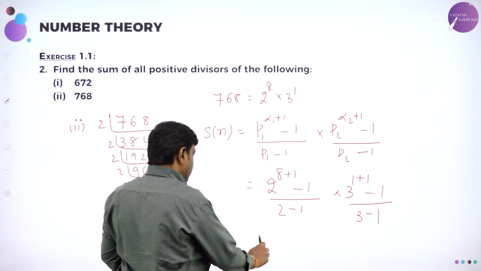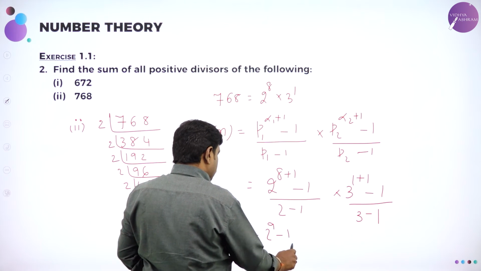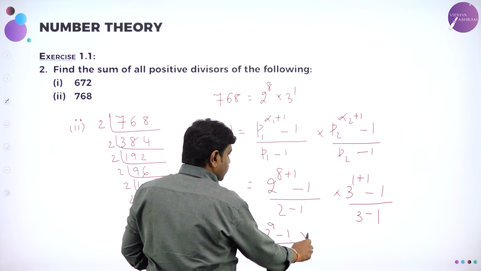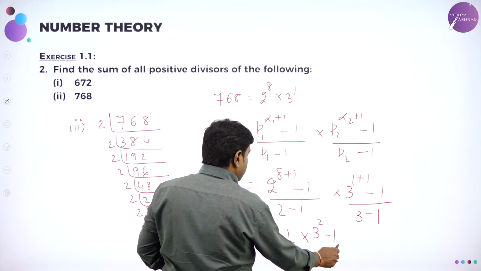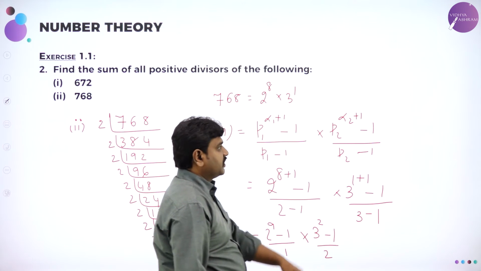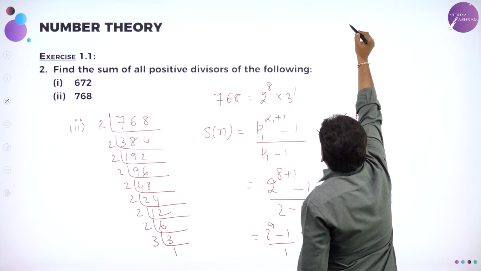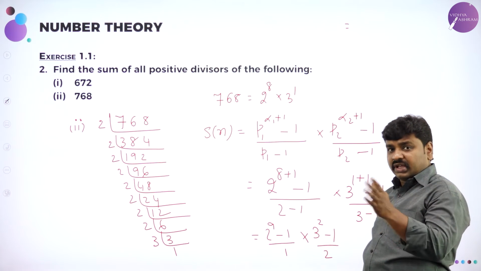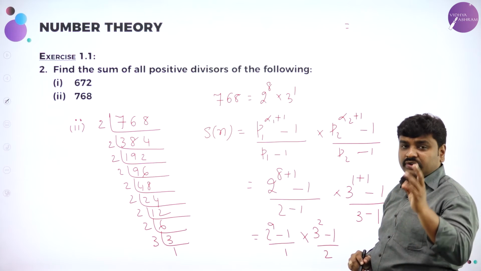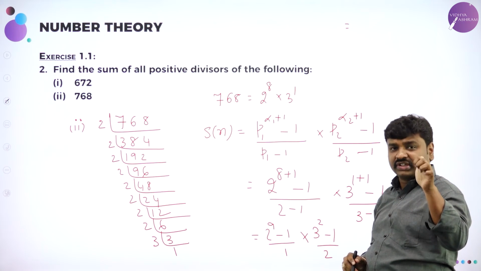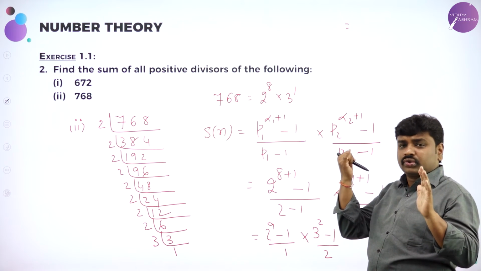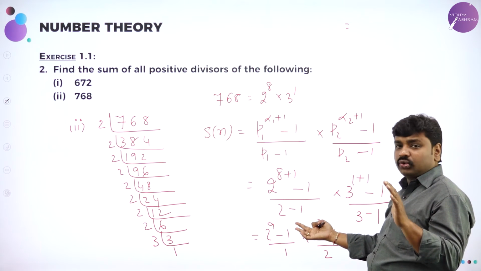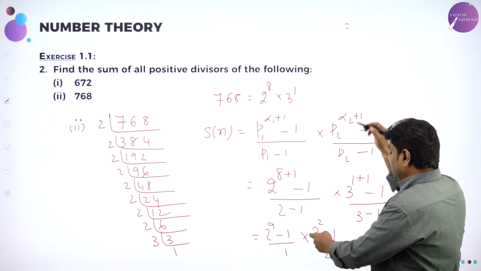8 plus 1, 2 power 9. 2 power 9 minus 1 divided by 2 minus 1 is 1, into 3 power 2 minus 1 divided by 3 minus 1 is 2. Simplify this further. That is equal to 2 power 9. So 2 power 9: 2 2s are 4, 2s are 8, 2s are 16, 2s are 32, 2s are 64, 2s are 128. Like that, if you multiply 2 nine times, you will get 512.